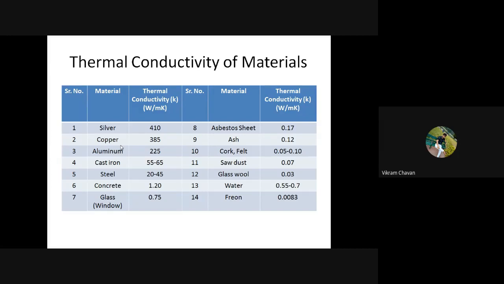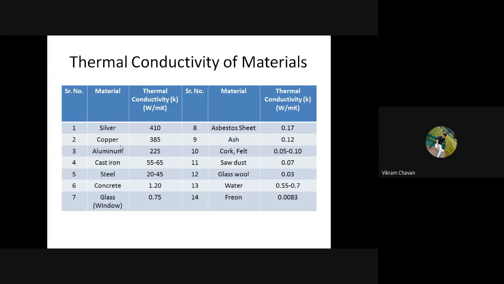Here I have not mentioned it, but the highest thermal conductivity material is diamond, whose thermal conductivity is very high. It ranges from 1500 to 2000 watt per meter Kelvin. So this is the range for the thermal conductivity of diamond. You will come to know how fast diamond transfers heat.